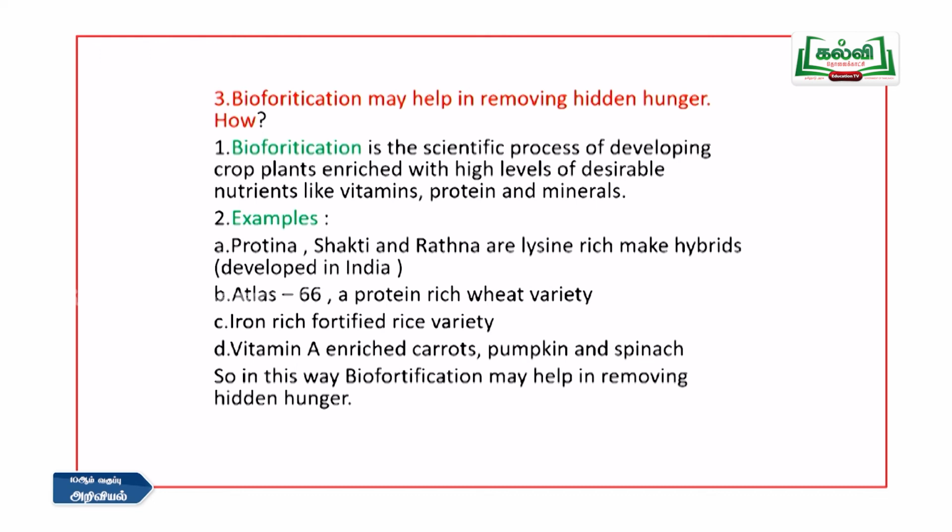Point A, Protina, Shakti and Ratna are lysine rich maize hybrids. In brackets you want to write developed in India. Point number B, Atlas 66, a protein rich wheat variety. Point number C, iron rich fortified rice variety. Point number D, vitamin A enriched carrots, pumpkin and spinach. So in this way, biofortification may help in removing hidden hunger.